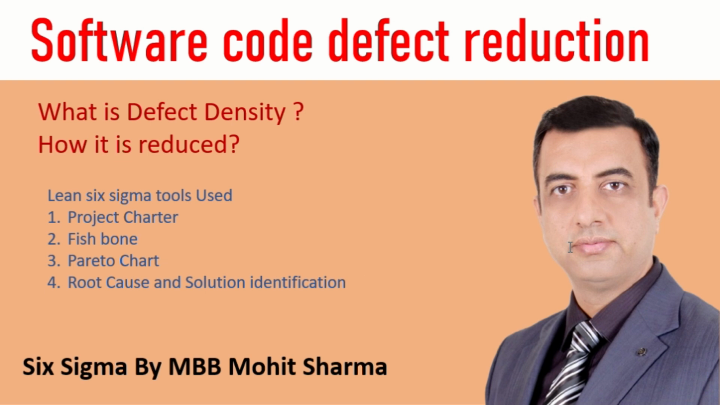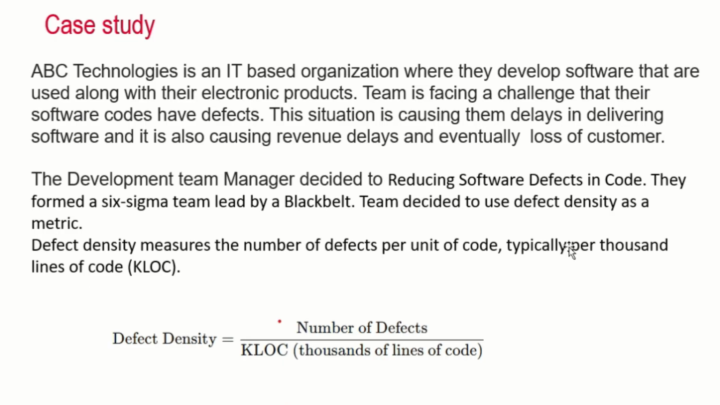So let's begin. ABC Technology is an IT-based organization where they develop software that is used along with their electronic products. The team is facing a challenge that their software code has defects. This situation is causing them delays in delivering the software, and it is also causing revenue delays and eventually loss of customers. The development team manager decided to reduce these software defects in code. They formed a Six Sigma team led by a black belt.